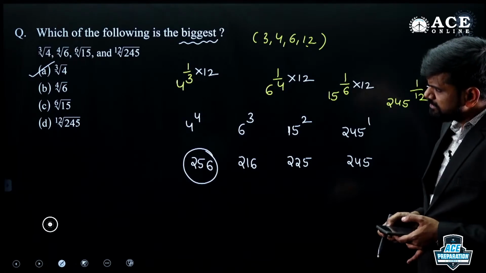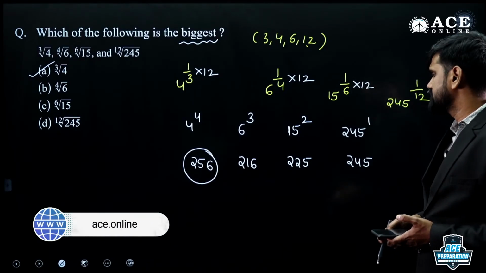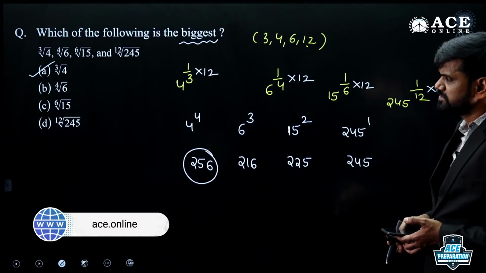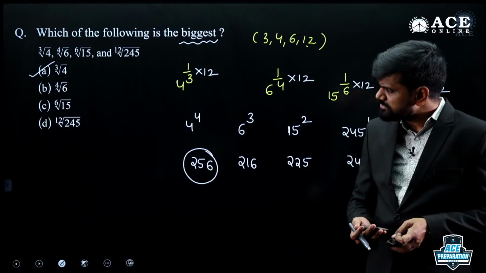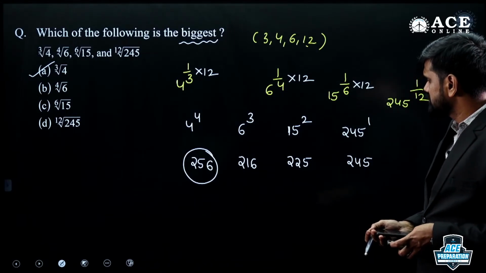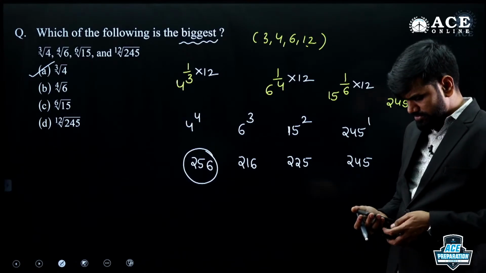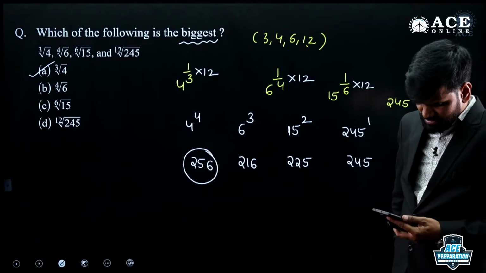D. They are asking you for the biggest, dear, not the least. So the biggest among them is 256, na? 4 power 4. Someone is saying B. It is not B. Someone is saying A, that is right.